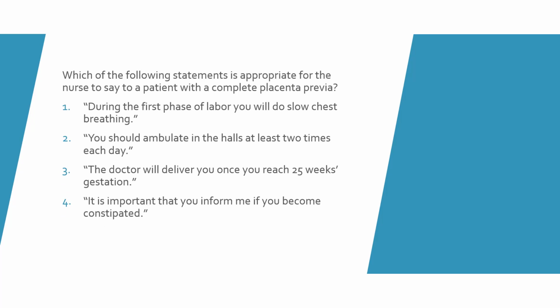Next question. Which of the following statements is appropriate for the nurse to say to a patient with a complete placenta previa? Number 1. During the first phase of labor, you will do slow chest breathing. Number 2. You should ambulate in the halls at least 2 times each day. Number 3. The doctor will deliver you once you reach 25 weeks gestation. Number 4. It is important that you inform me if you become constipated.